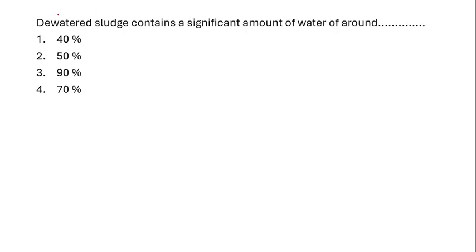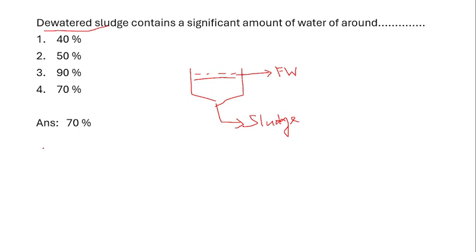Next question is: dewatered sludge contains a significant amount of water. So dewatered sludge. So what is this dewatered sludge? So from the clarifier, we are going to separate the sludge at the bottom and we are going to collect the fresh water from the top. Right. Always the fresh water goes to the top and the sludge comes at the bottom. So, however you separate the sludge from the fresh water, there will be some amount of moisture content present in it. So, in this dewatered sludge, how much water is generally present? So, it is about 70 percent.